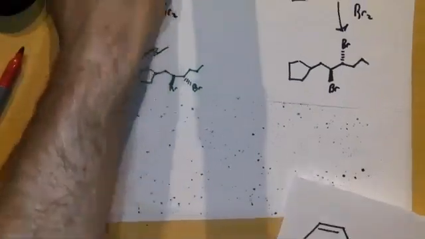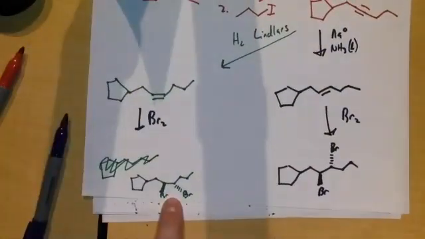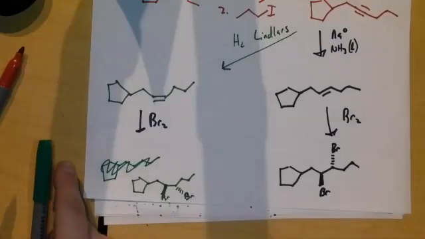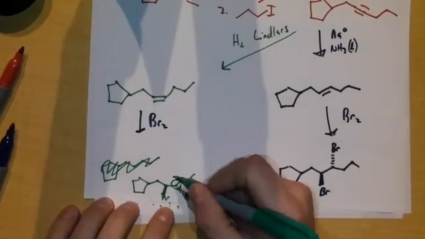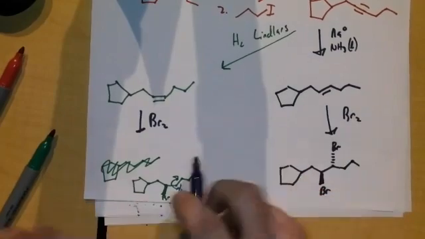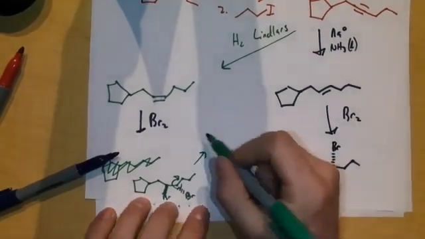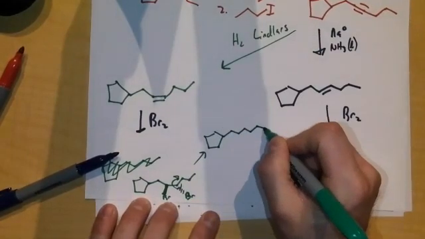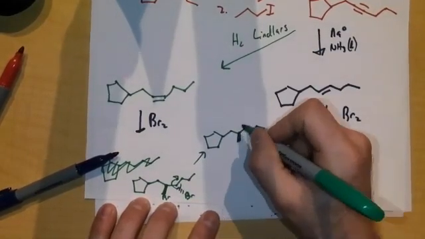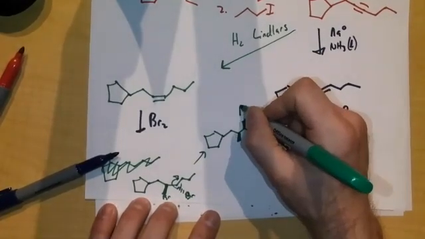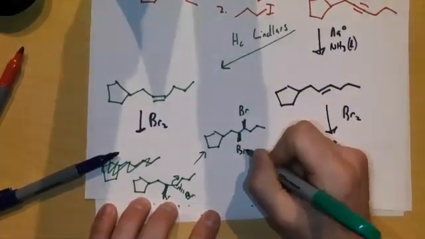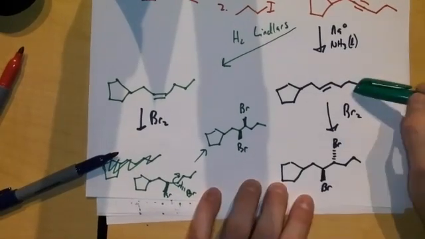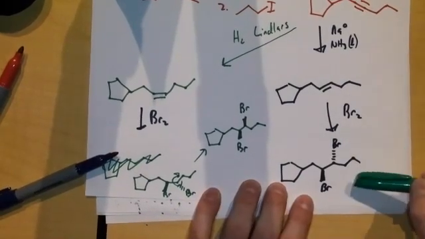So taking a look back at this here, this looks like it's the right answer, but actually once you rotate it, this is going to give you the wrong stereocenter. So in order to do this, you would have to come from a trans double bond and then do your bromination.